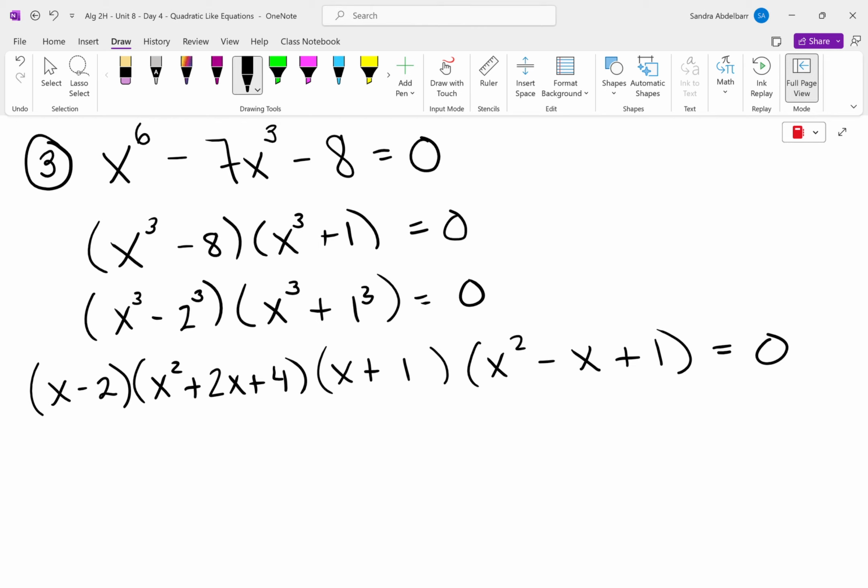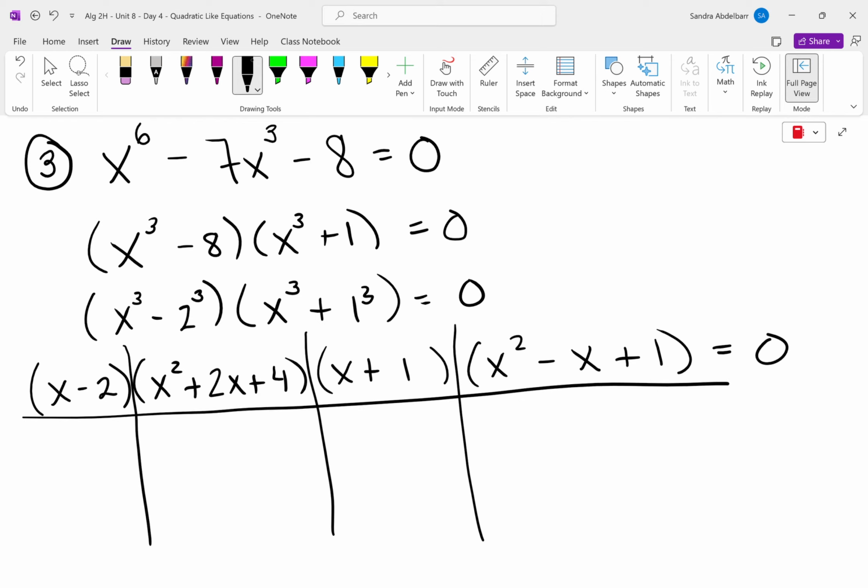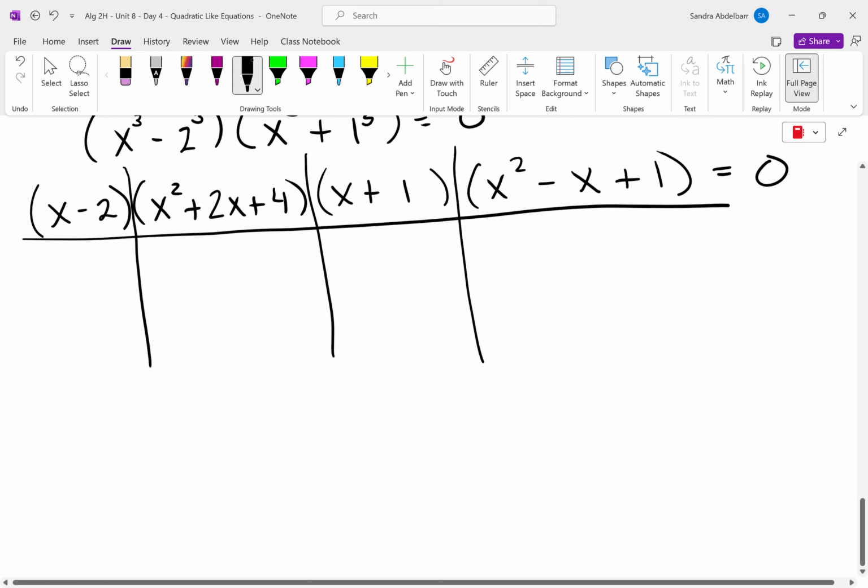I will tell you, when you factor and you use a sum or difference of cubes, the trinomial will not be able to be factored any further. So I cannot factor. There are no factors of positive 4 that add to a positive 2. It doesn't work. Right? So what we do at this point is we set each one equal to 0. So I have x minus 2 is equal to 0, and I get x equals 2.